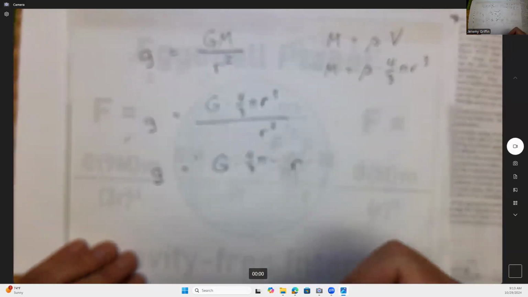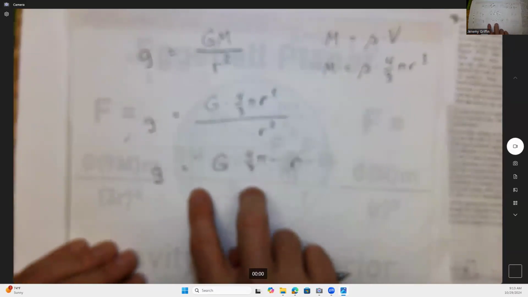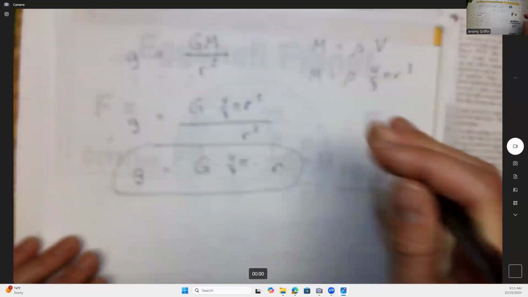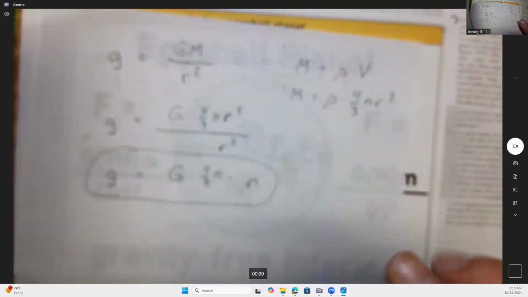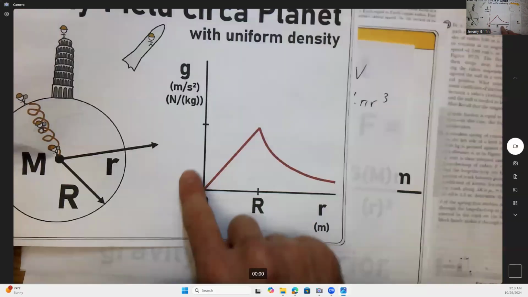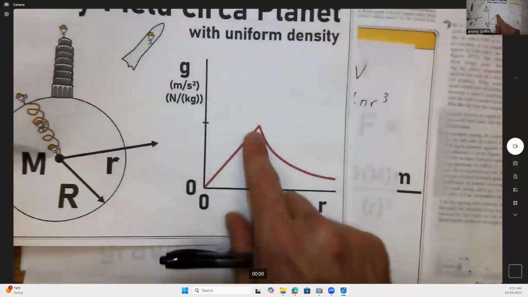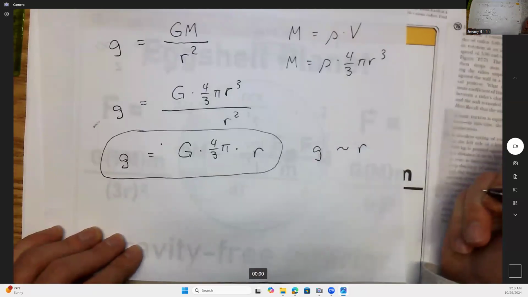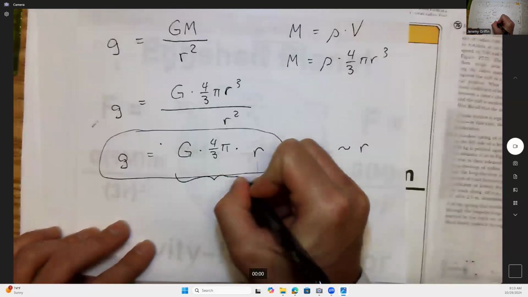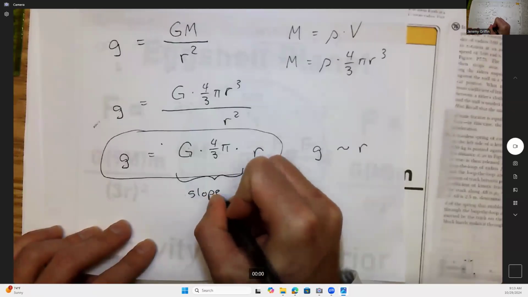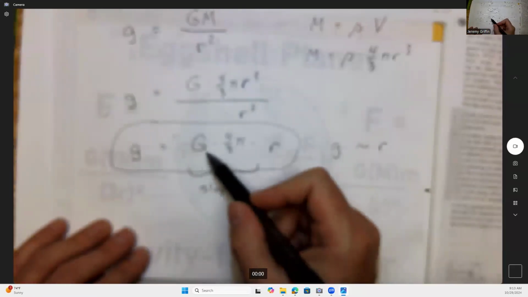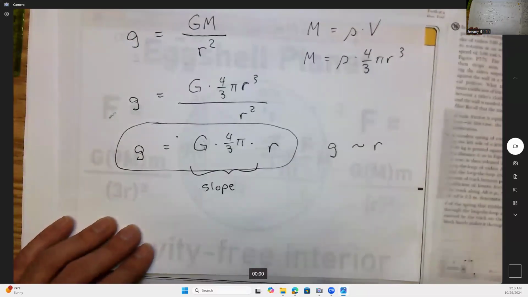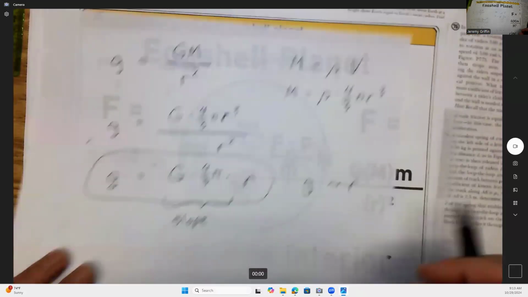Remember, this is tunneling down inside the planet, just the ground beneath you, and everything above you cancels out. It's a series of eggshells. This is the equation of this line right here. Here's gravity field as a function of distance from the center of the planet. This is a linear relationship. You see gravity field is just proportional to your distance from the center. And here is the slope. Capital G, that's a constant. 4/3, that's a constant. Pi, that's a constant. So whatever number that is, that's the slope of that line.